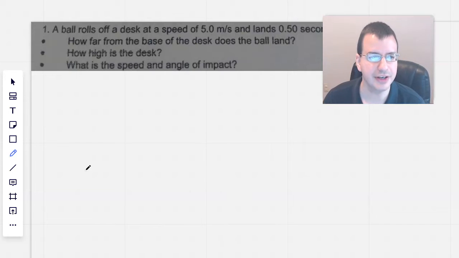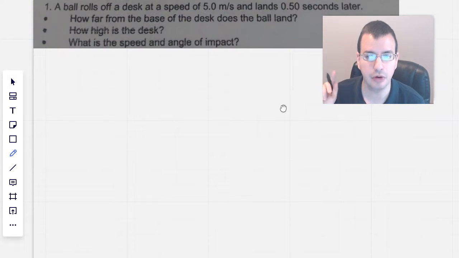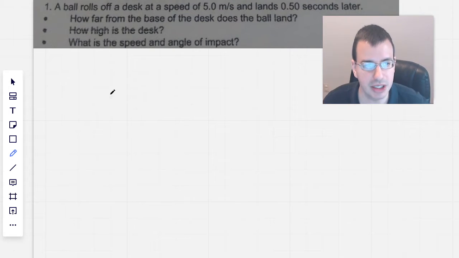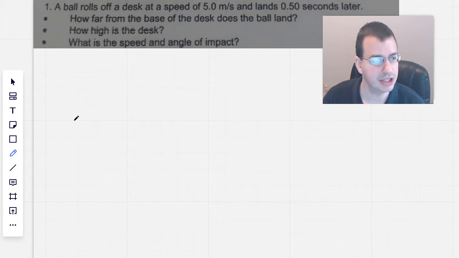A ball rolls off a desk at a speed of 5 meters per second and lands 0.5 or 1/2 seconds later. It's interesting that 0.5 seconds is plural. Anyway, yes, makes sense. How far from the base of the desk does the ball land? How high is the desk? And at what speed and angle is the impact?